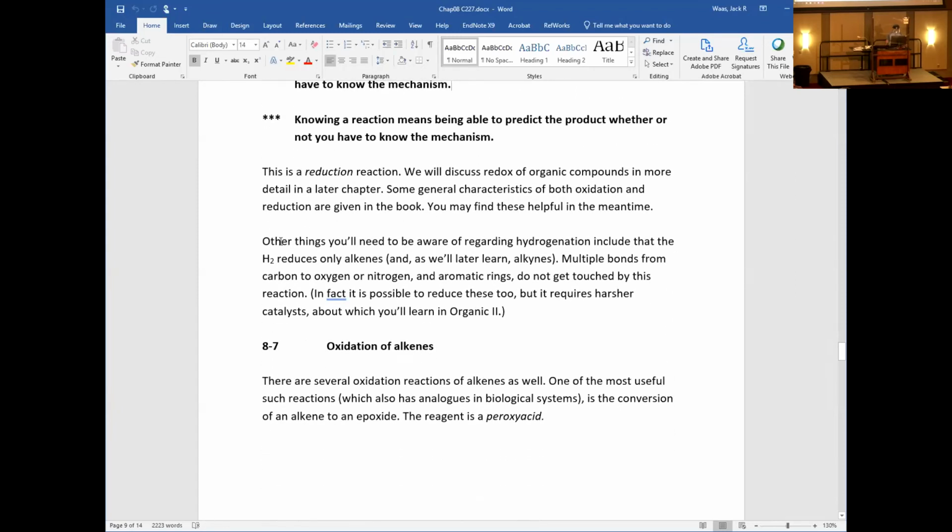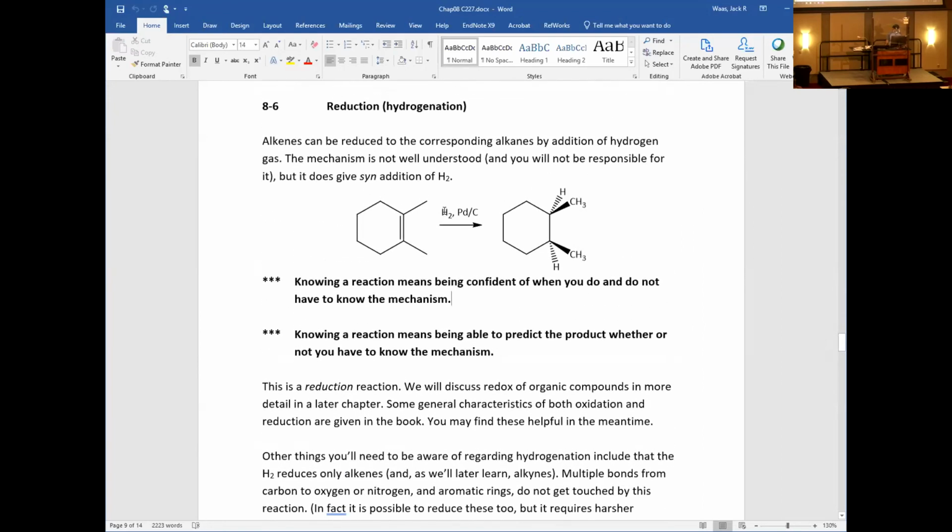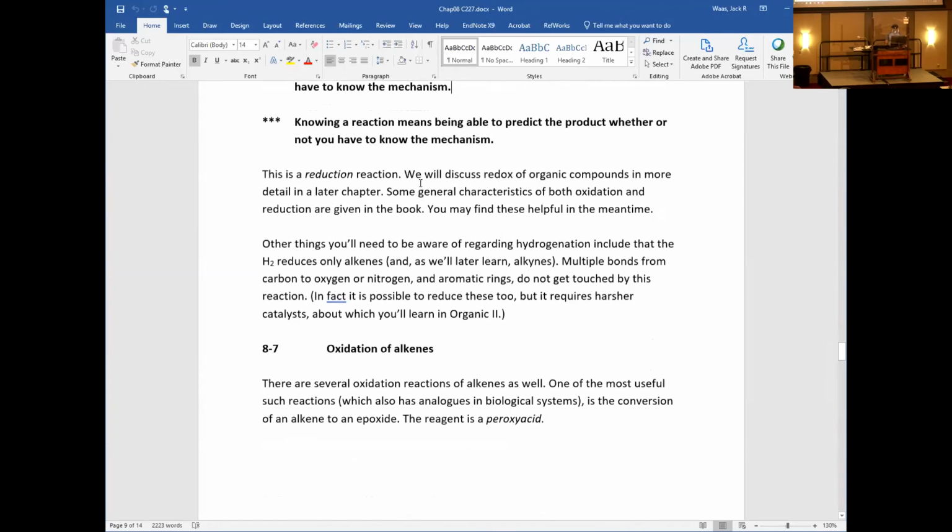Yeah, the H2 reduces only alkenes and also alkynes. I believe I already mentioned benzene rings. It's possible to reduce them, but it's much, much more difficult. You've got to use much more extreme conditions. So I would say if you used hydrogen and palladium or platinum or nickel with styrene, which is vinyl benzene, benzene then CH double bond CH2, it will only reduce the carbon-carbon double bond in the alkene. It will not touch the benzene ring. And you'll wind up with ethylbenzene as your product. That's what I would expect anyway with this reaction.